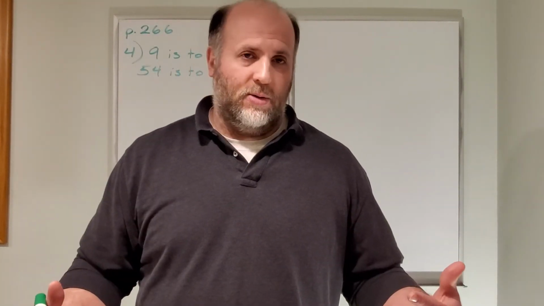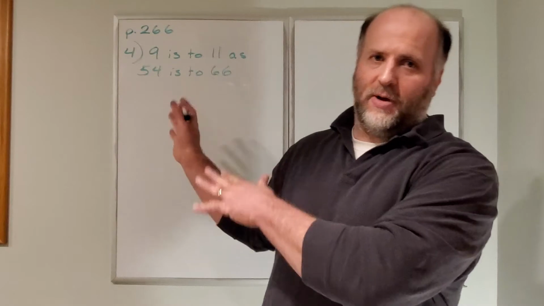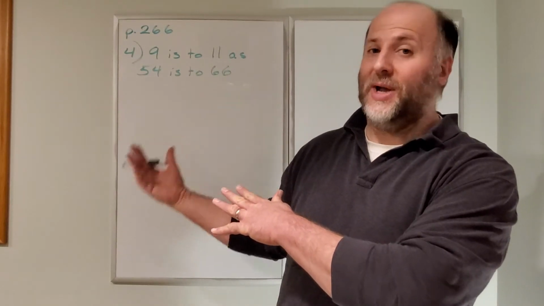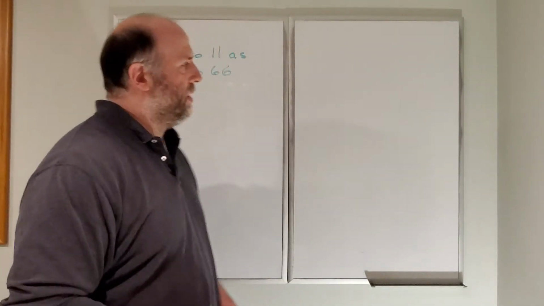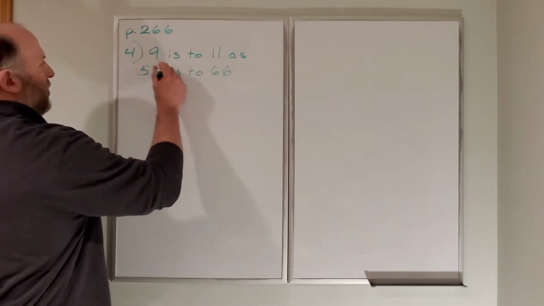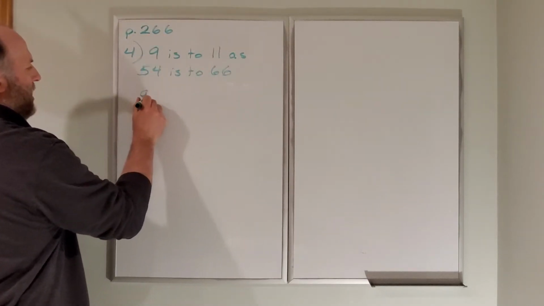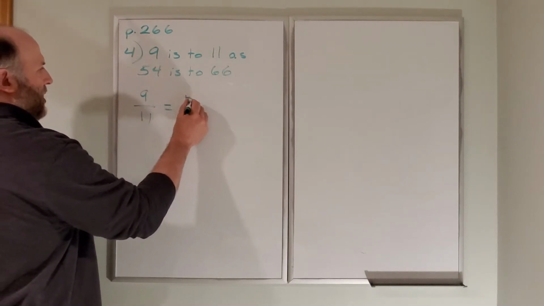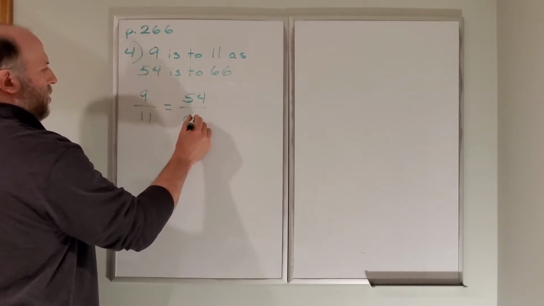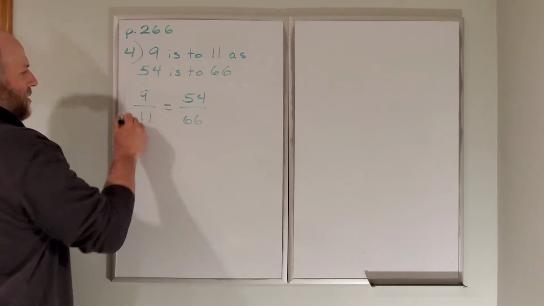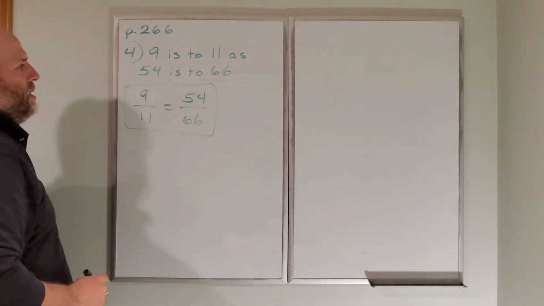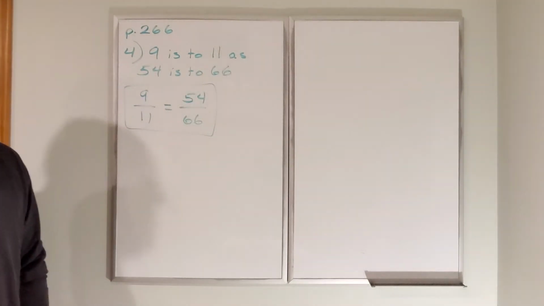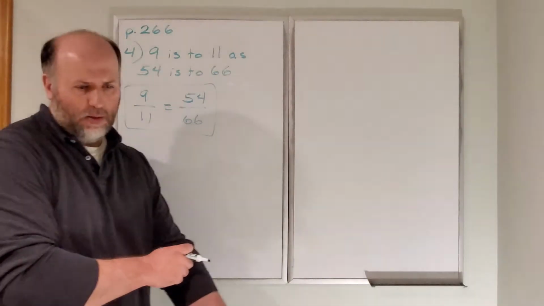All they want you to do with this is simply take this verbal phrasing of the proportion and translate it into symbols. So in other words, you'll take the first ratio or rate that they give you, in this case a ratio, and set it equal to the second ratio or rate that they give you. And that's all you have to do for a problem like that. Nothing too earth-shattering there.